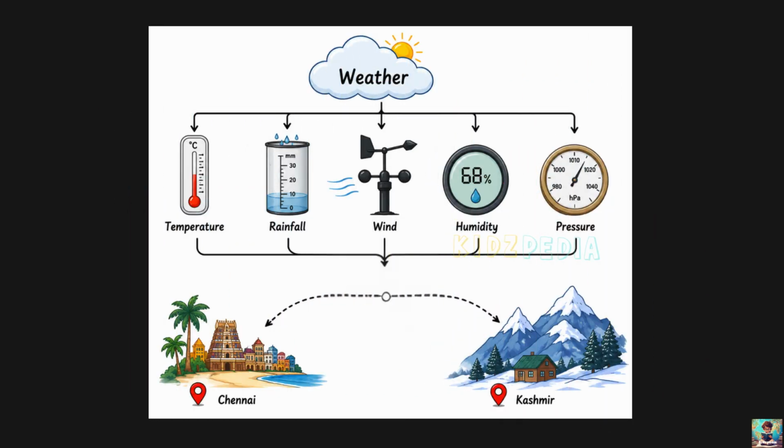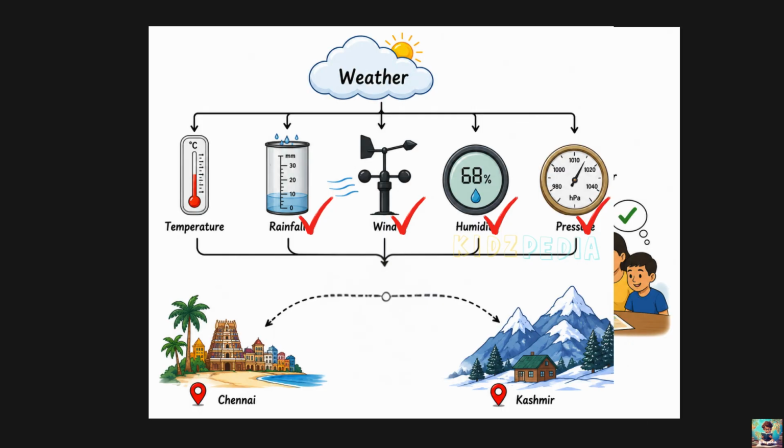And the same idea applies to rainfall, wind, humidity and atmospheric pressure. That's why scientists measure every element using standard instruments. This allows everyone to understand and compare weather accurately. So, weather is measured using common standards so people everywhere understand the same weather conditions.